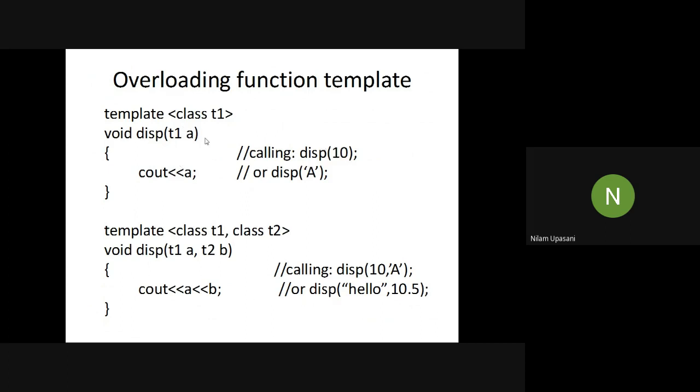So here, how do we overload the function template? See, for this particular function, I just need one input argument. So I'll create one generic type T1. I'll declare this A with T1 and display the value of the variable.